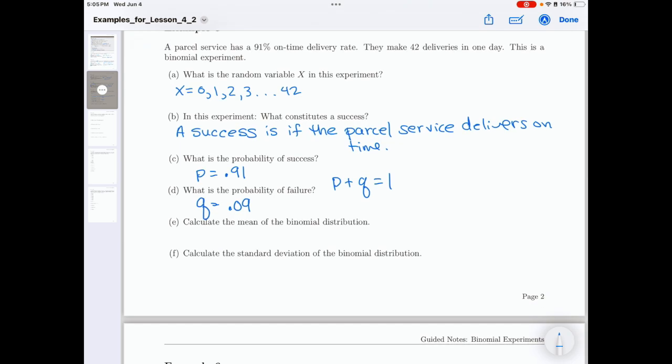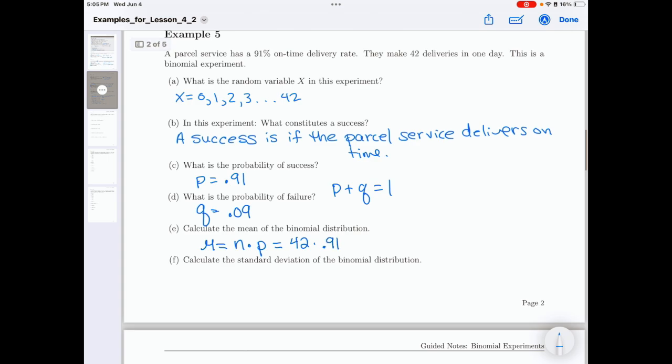All right, part E, calculate the mean of the binomial distribution. Remember, the mean is the number of trials times the probability of success. In this case, the number of trials is 42. So I'm going to take 42 times the probability of success. So 42 times 0.91 is going to give us 38.22. That's going to be the mean of this distribution.